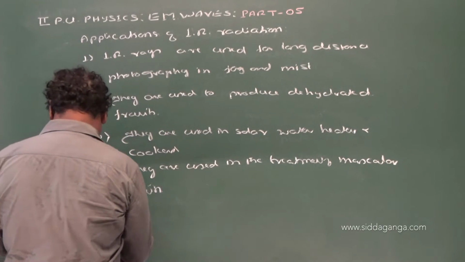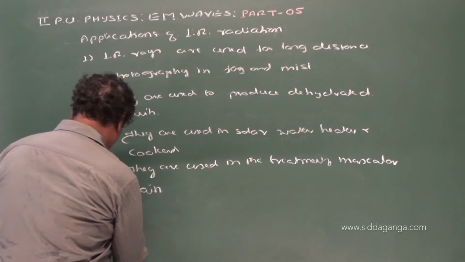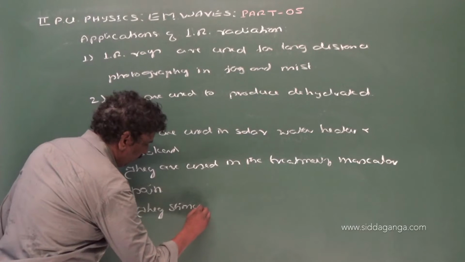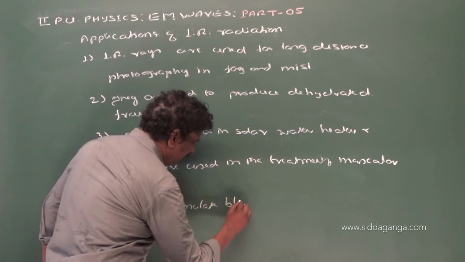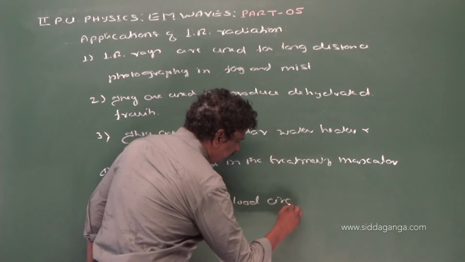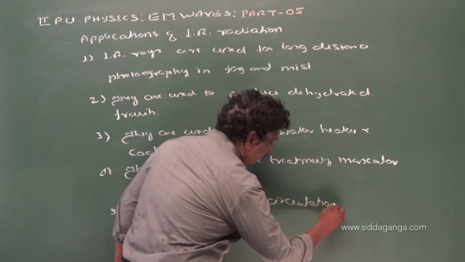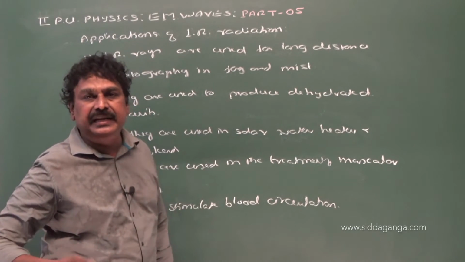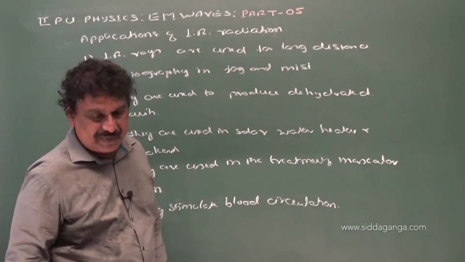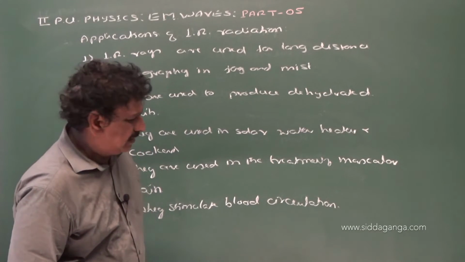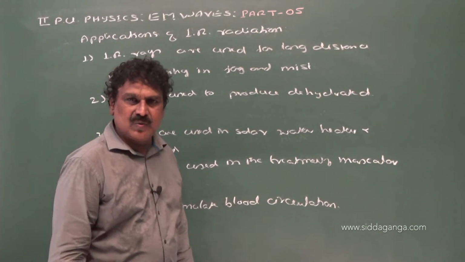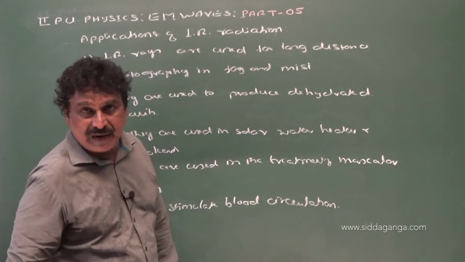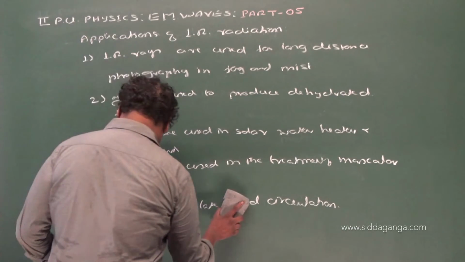Now the fifth one, they stimulate blood circulation. So infrared radiations circulate the blood. Sometimes there is a clog or some other obstruction, and the flow of blood through the veins is less. Then we can increase the circulation of blood by using infrared radiation.